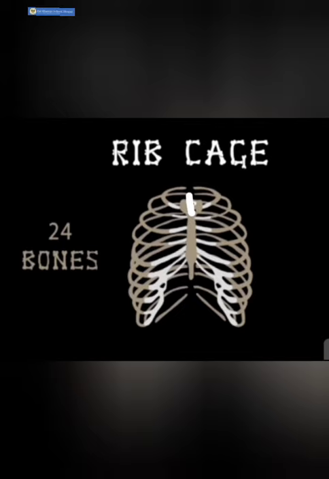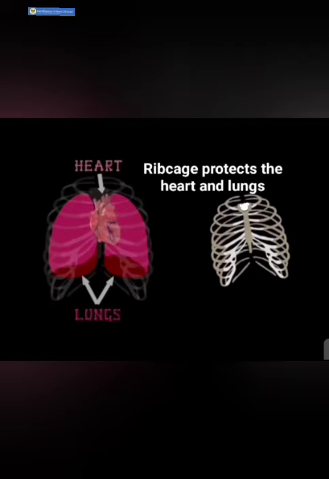Do you know, children, what is a rib cage? It is the structure of curved bones that surrounds and protects the chest. Do you know it has 24 bones? Rib cage protects the heart and lungs in the body. These two delicate, soft internal organs of the body are covered with this curved structure of bones, which we call the rib cage.